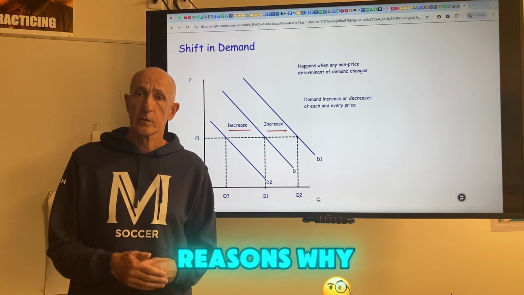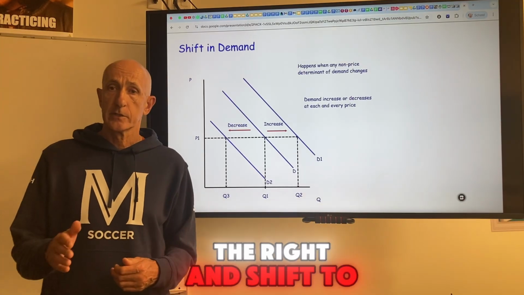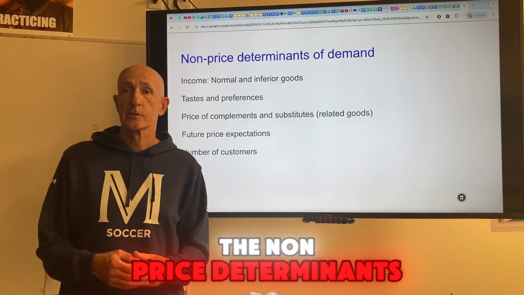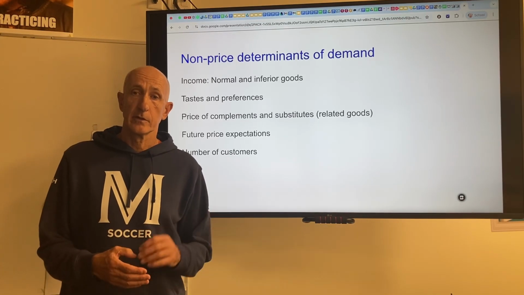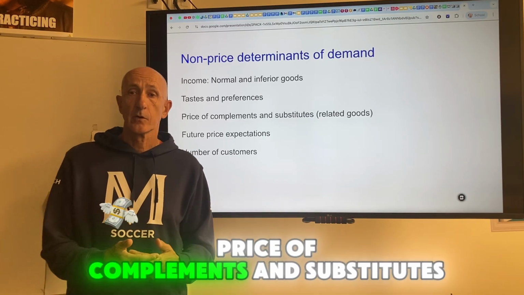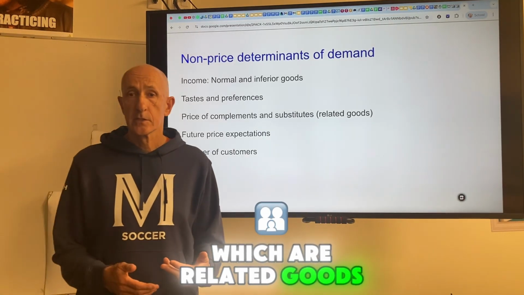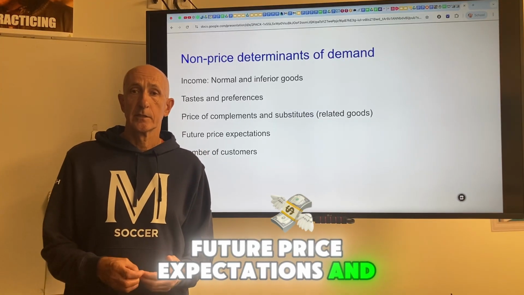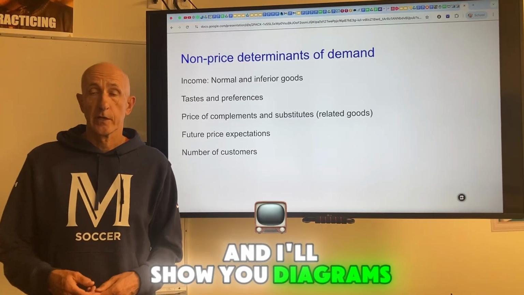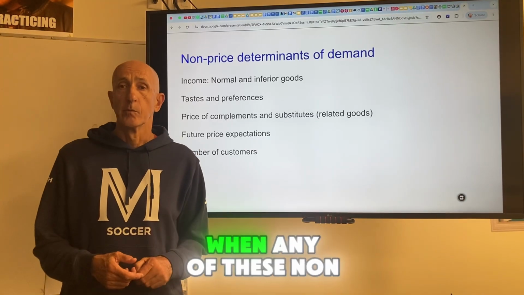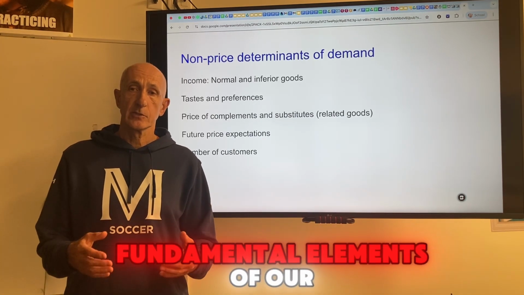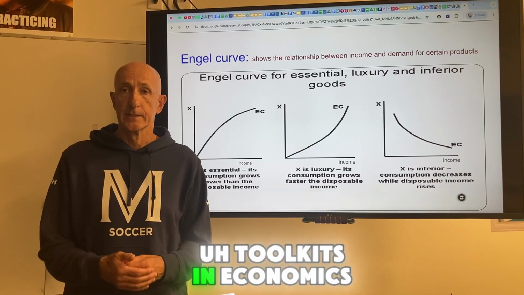So there must be reasons why the demand curve will shift to the right and shift to the left. And these are the reasons. We call them the non-price determinants of demand. There's 5 that you need to be familiar with. There's income, tastes and preferences, price of complements and substitutes, we call those related goods, future price expectations, and the number of customers. So we'll go through each of these in turn, and I'll show you diagrams which indicate what's going to happen when any of these non-price determinants of demand change. But these are fundamental elements of our toolkit in economics.